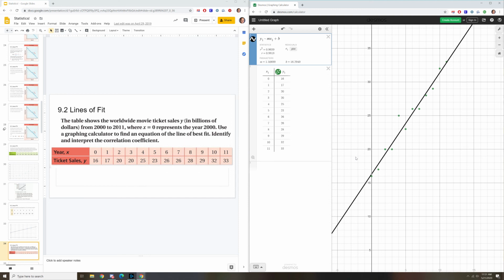So as you can see, having a graphing calculator makes doing this type of math extremely easy. And luckily we have Desmos to allow us to do it for free as long as you have an internet connection. And that's it. All right, that will be all for this lesson.